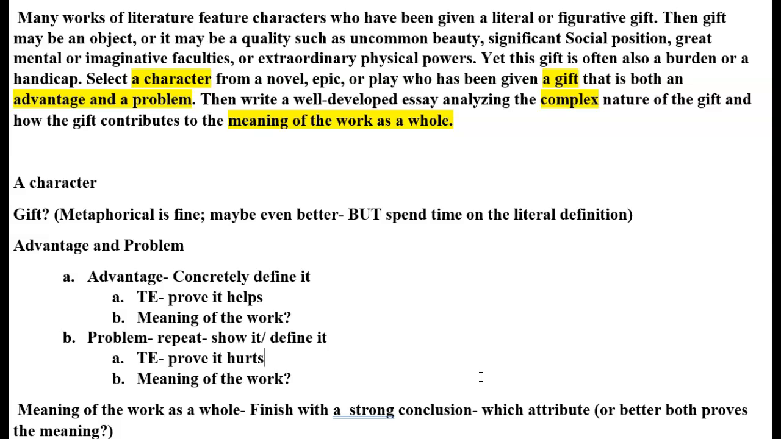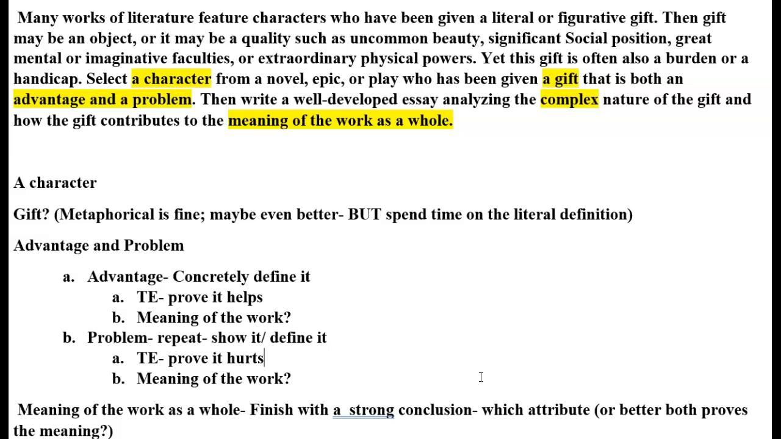Whatever you do, though, make sure that you spend time actually proving the character has that gift. Earlier in the year, we did an essay like this, and you guys talked about exile, but you didn't explicitly define what exile is or what home is. So when you get to this one, make sure you explicitly explain what a gift is. If it's money, that's probably fine. You don't need to go into exactly the amount that Pip got from Magwitch.